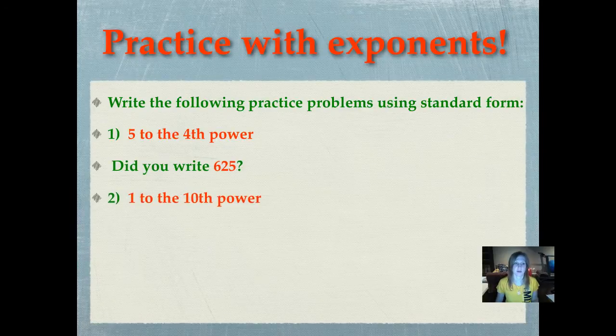Number 2, 1 to the 10th power. Go ahead and write it in all the formats and then push play when you're ready.